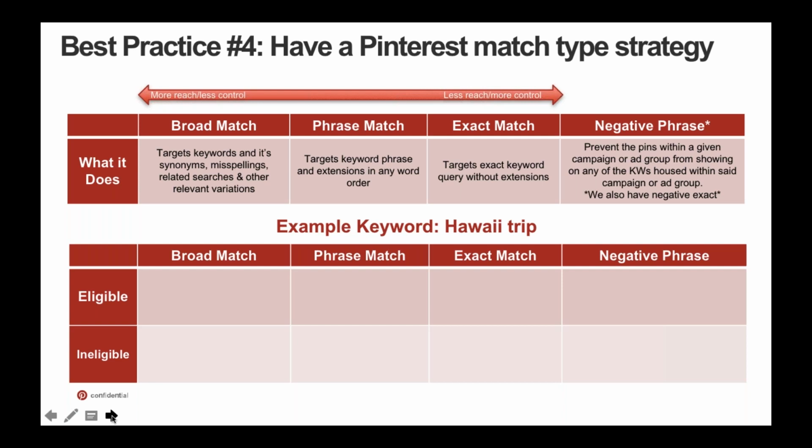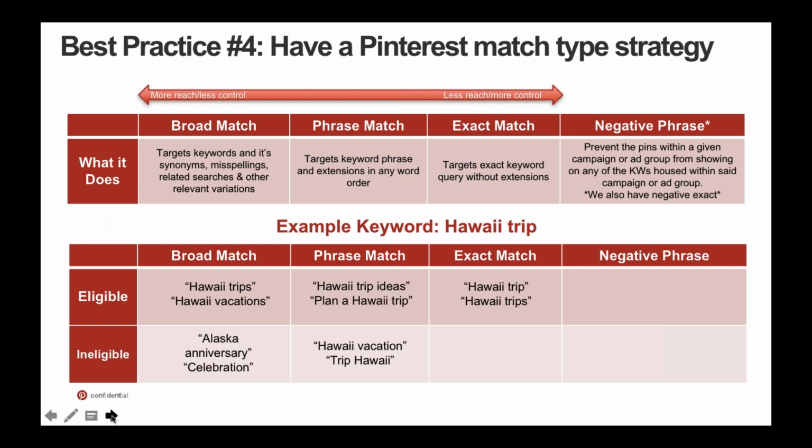Definitely recommend starting with broad match so that you can identify the kinds of terms people are searching on Pinterest, as they might be different from what you're used to seeing on traditional search engines. So over here on the bottom, I just have examples of what each of these match types would match out to. And then just wanted to call out that although we have negative phrase listed in here, we do also have negative exact match. It's just a way of blocking out an exact term that you don't ever want to show an ad on.